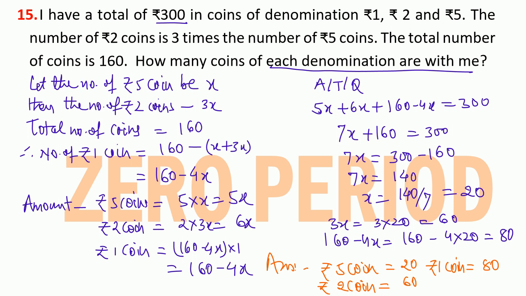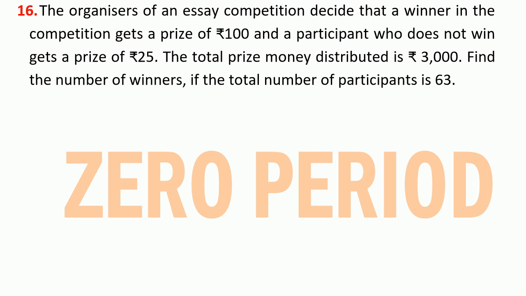question, question number 15. Let us move to question number 16, which is I think the last question of this exercise. Question number 16: the organizers of an essay competition decide that a winner in the competition gets a prize of rupees 100 and participants who do not win get a prize of rupees 25. The total prize money distributed is rupees 3000. Find the number of winners if the total number of participants is 63.